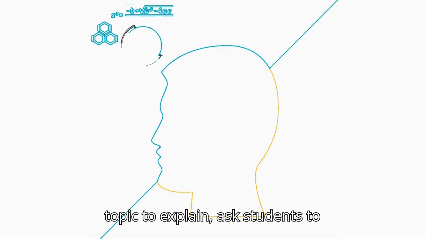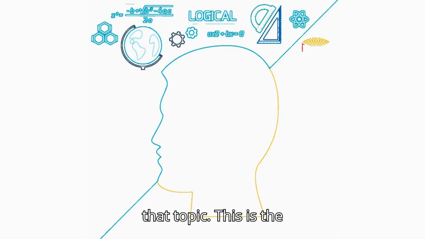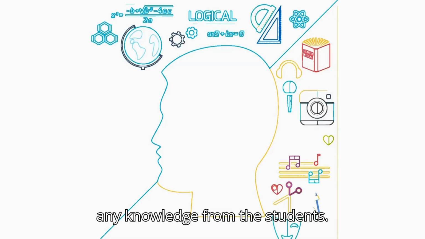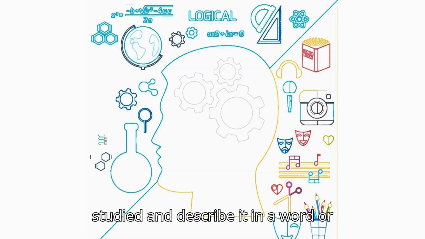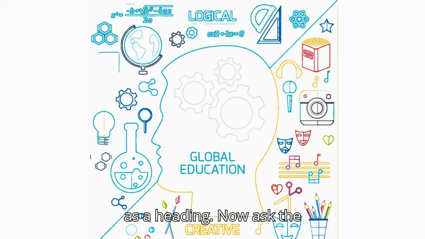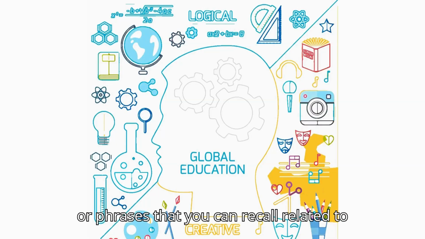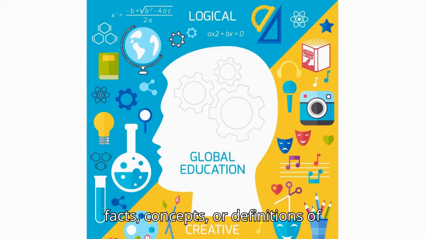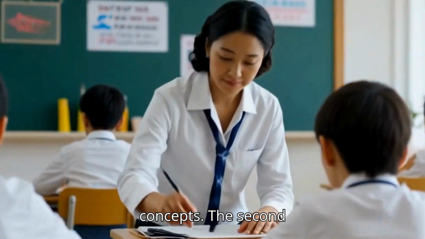Before starting any topic to explain, ask students to list ideas that are critically related to that topic. This is the simplest way to collect any knowledge from the students. Select a topic that the class has just studied and describe it in a word or brief phrase. Write that as a heading. Now ask the students to write the important words or phrases that they can recall related to your heading. Set a time limit. They can recall any facts, concepts, definitions of terms, or relationships among facts or concepts.